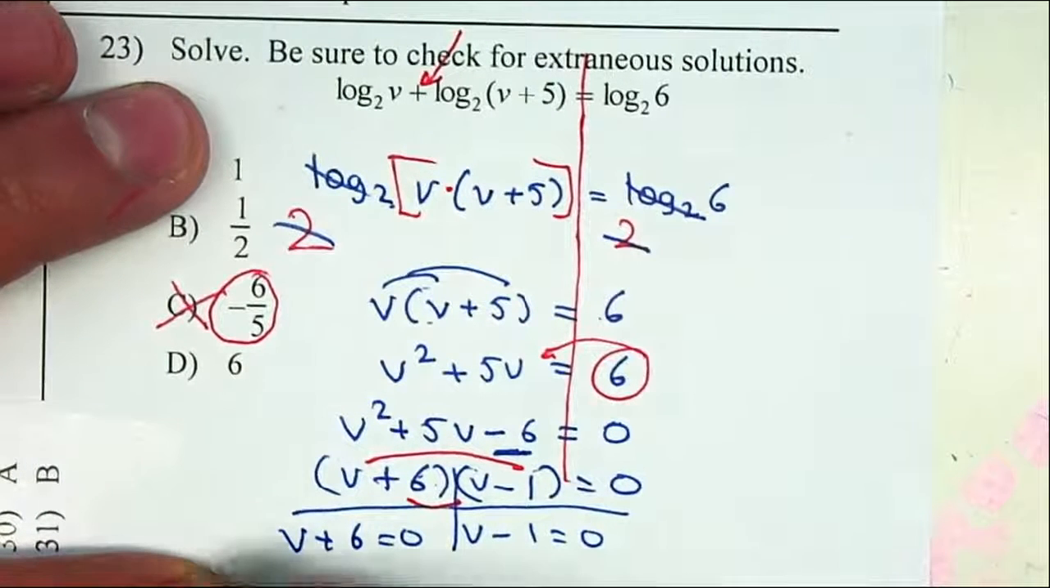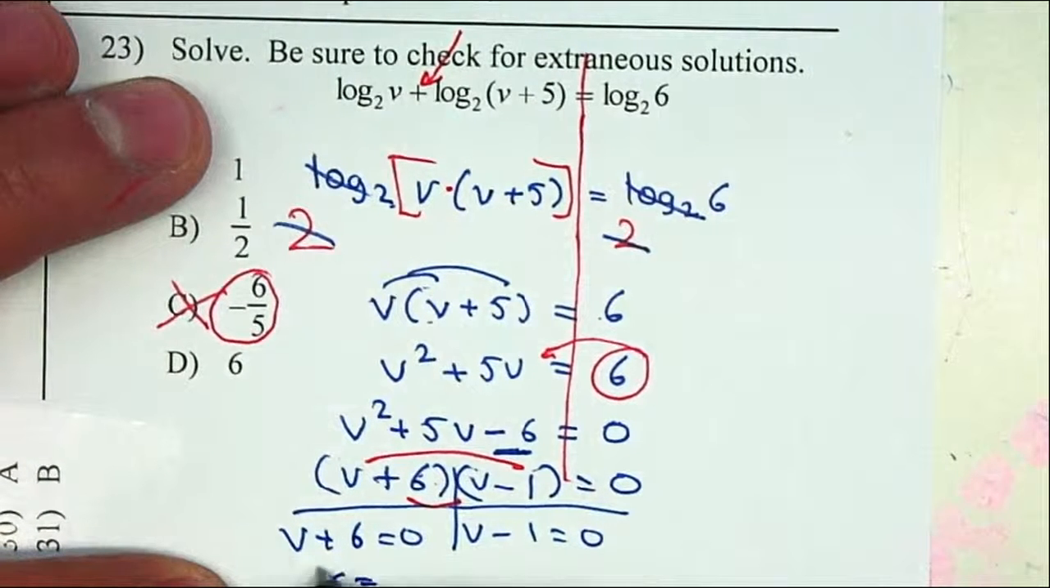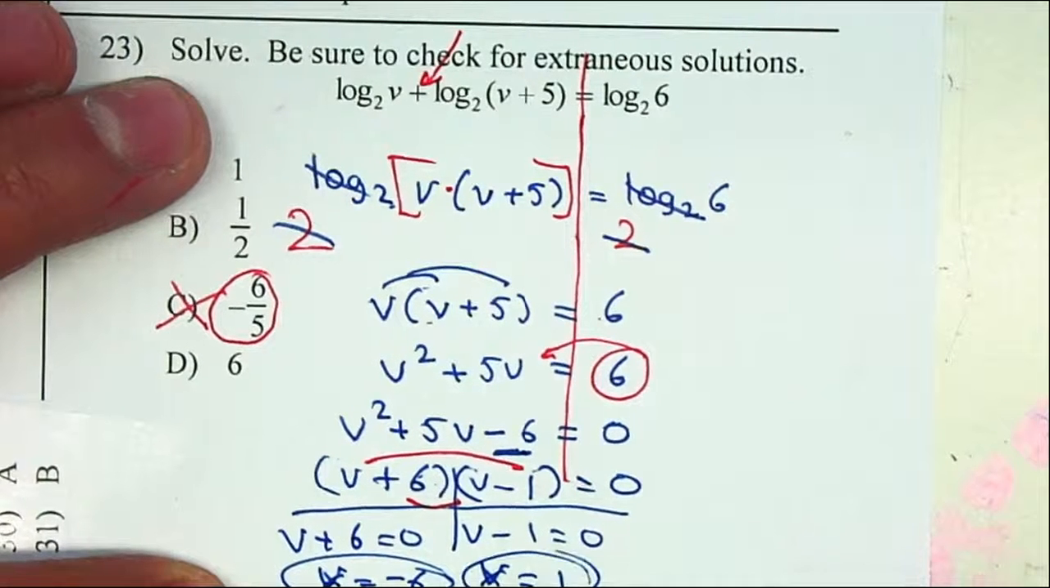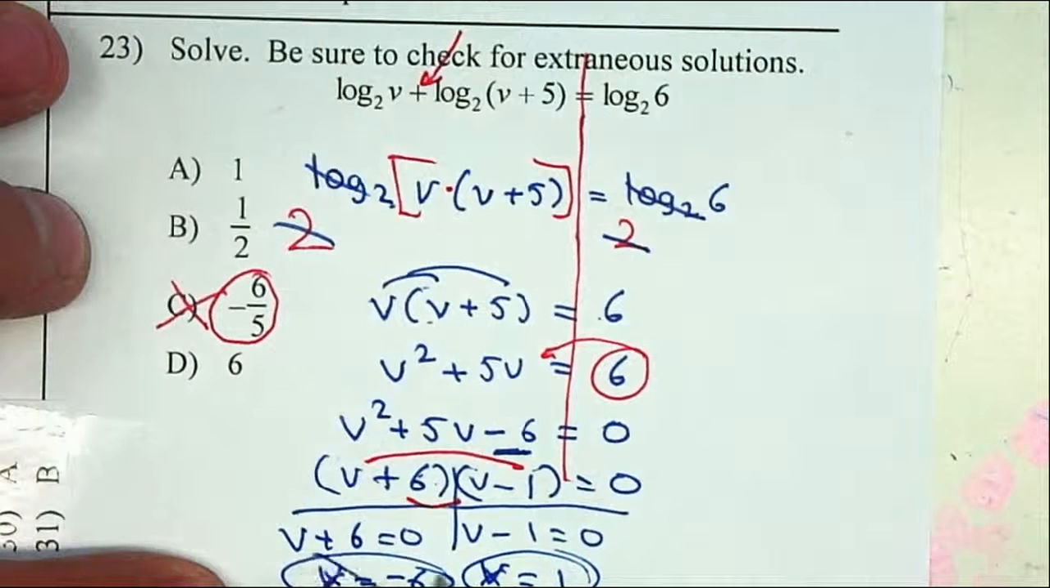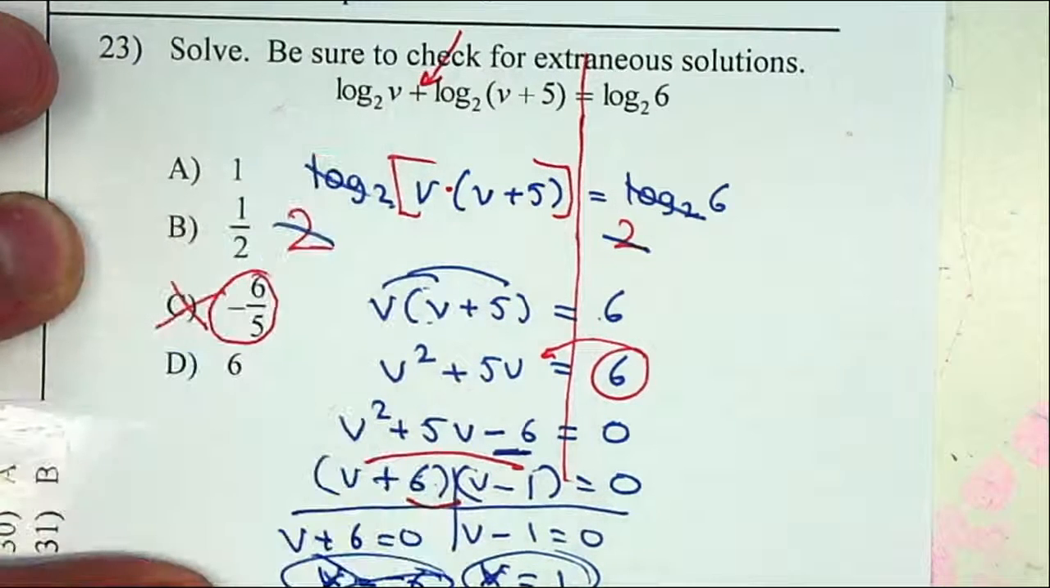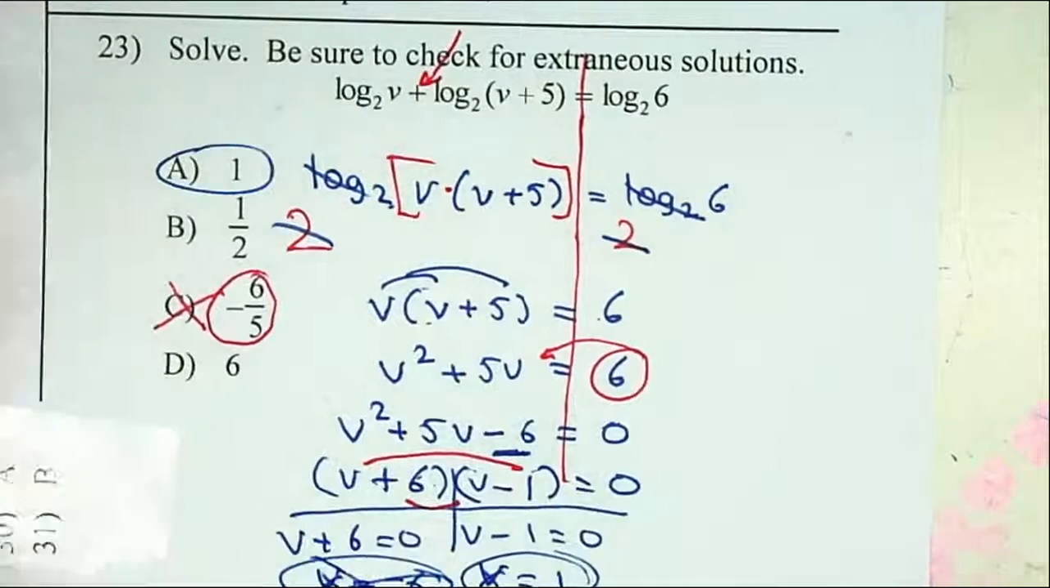So move the 6 to the right, it becomes a negative 6. Move the 1 to the right, it becomes a positive 1. Remember, your answer cannot be negative because you cannot take the log of a negative number. So therefore your answer is letter A.